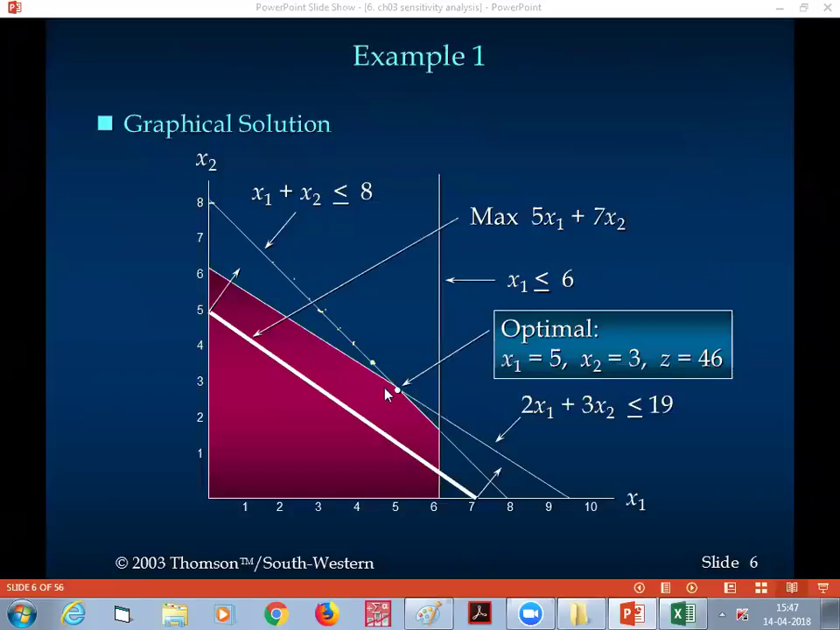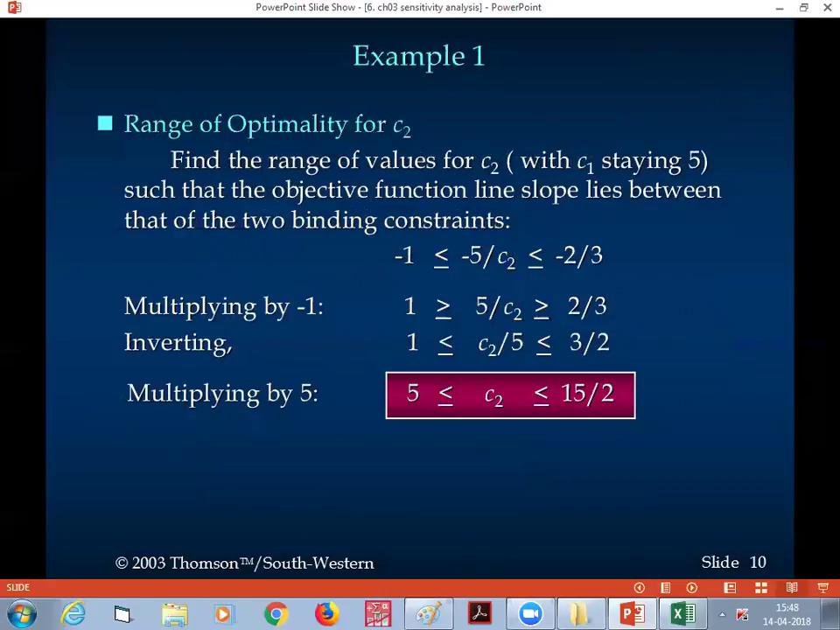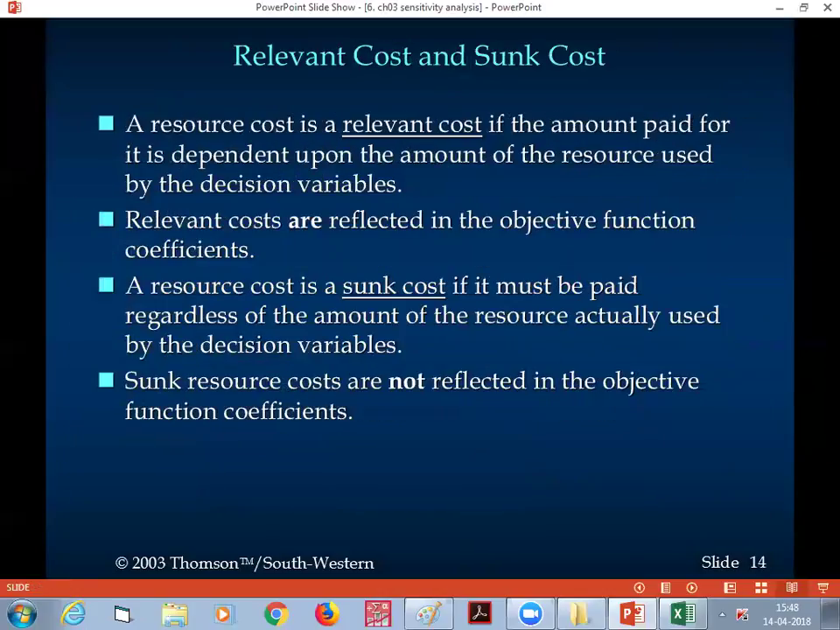At the optimal point, if we evaluate all the constraint left-hand sides and compare them to the right-hand sides, because this is at the intersection, x1 plus x2 will be equal to 8 here, 2x1 plus 3x2 will be equal to 19 here. So these two are binding constraints, and here x1 is less than 6. It's not equal to 6, and therefore this is not binding. Constraints where left-hand side is not equal to right-hand side are non-binding. Constraints where left-hand side equals right-hand side at the optimal solution are binding.